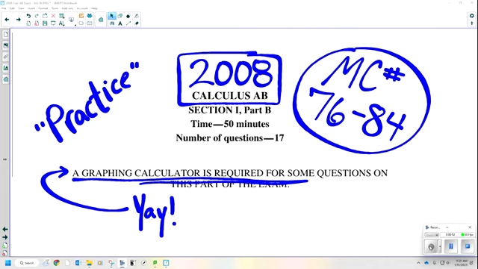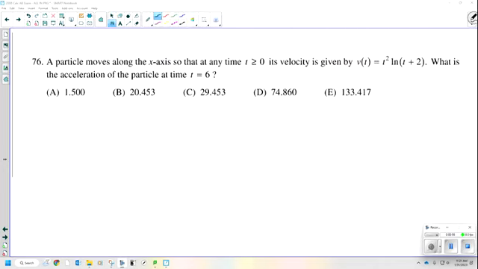All right, let's get started. Number 76 reads: a particle moves along the x-axis so that at any time t greater than or equal to 0, its velocity is given by v of t equals t squared times the ln of t plus 2. What is the acceleration of the particle at time 6?